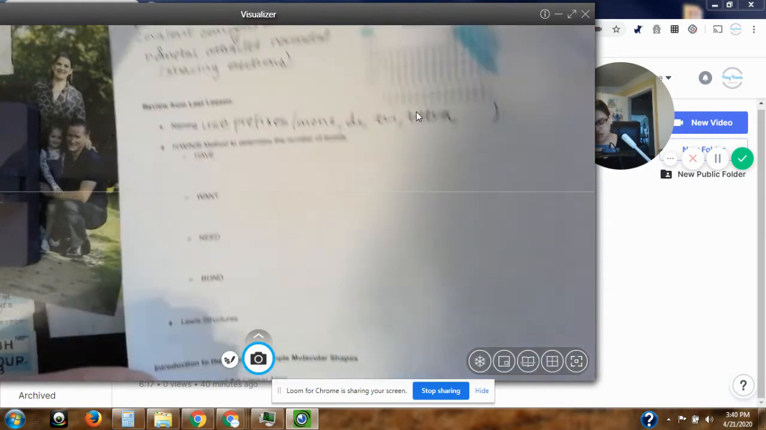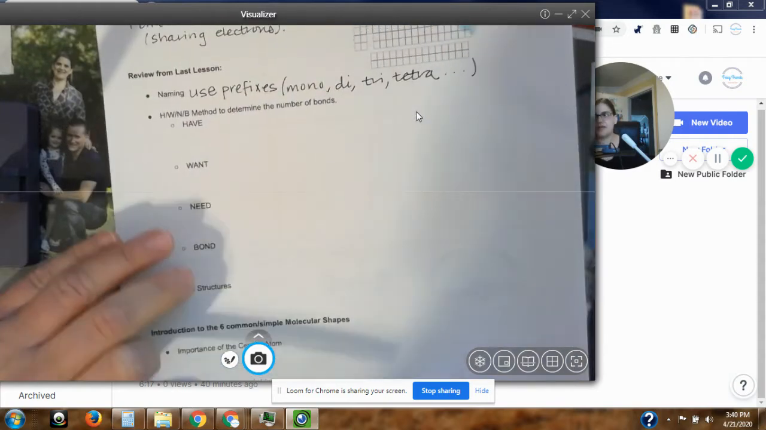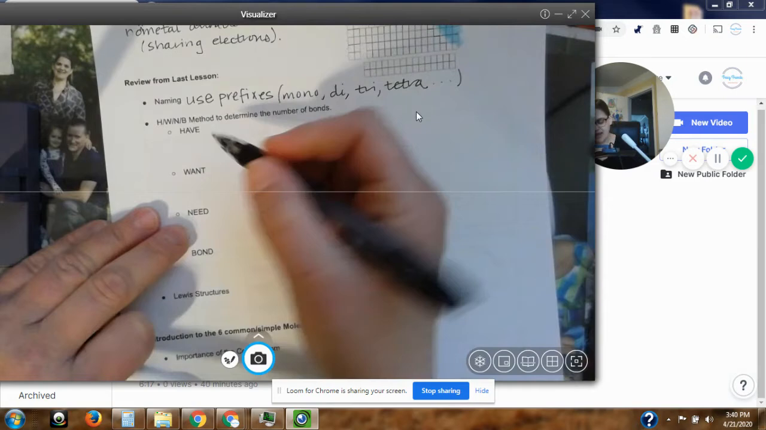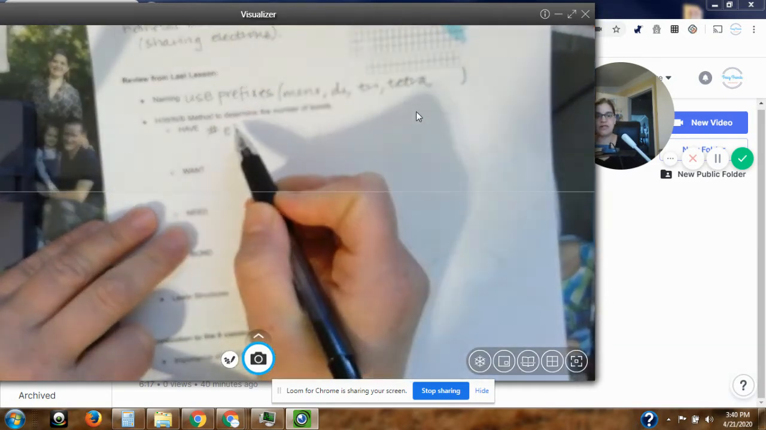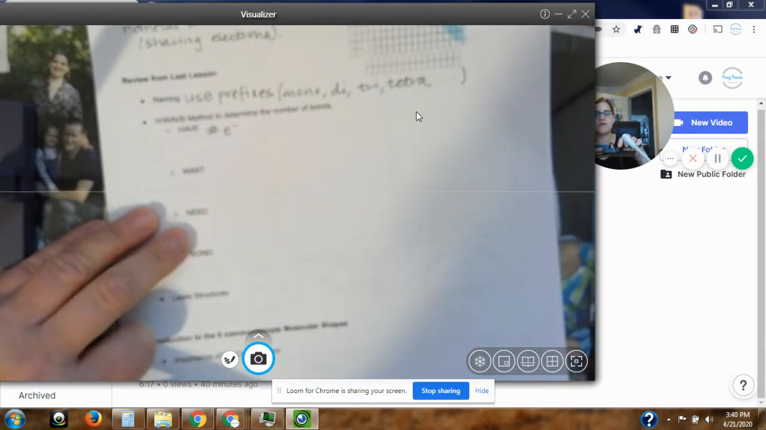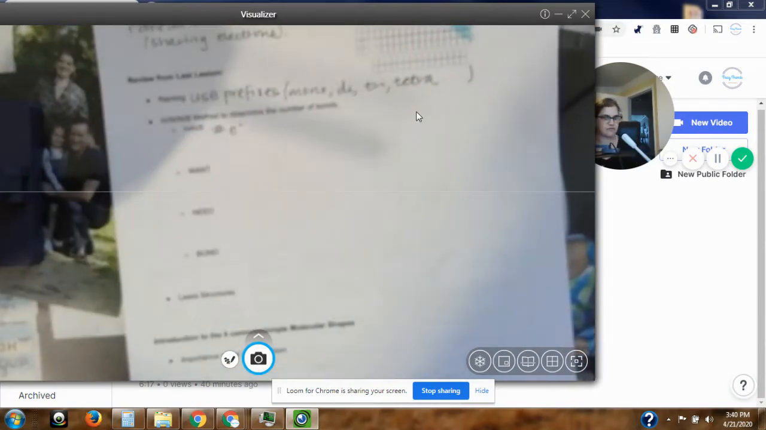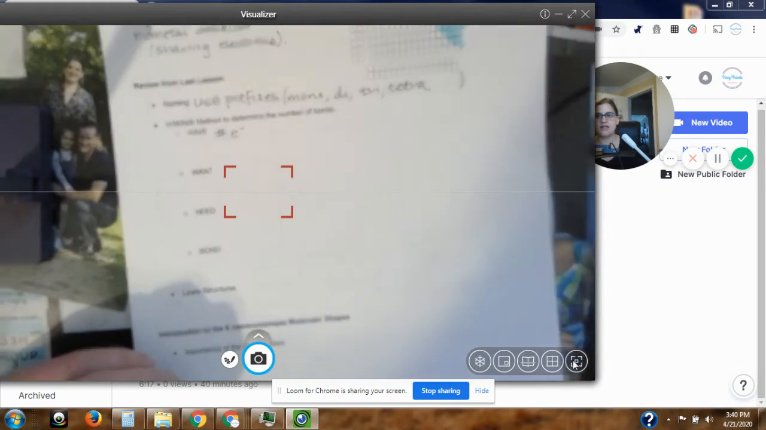Okay, she introduced the have, want, need, bond method. And so I want to remind you that have is the number of electrons. I'm going to use E minus for electron.